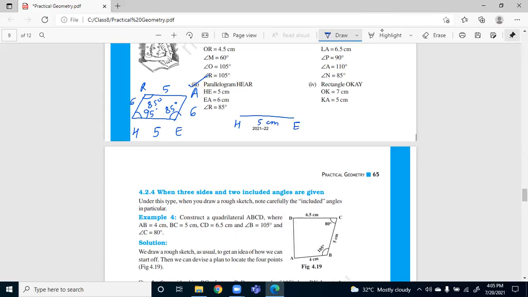Now at H, we need to make an angle of 95 degrees with the help of a protractor. And at E, we need to make the angle of 85 degrees. Now I have to measure 6 centimeters with the help of a compass and cut an arc at 6 centimeters. I will name it R.